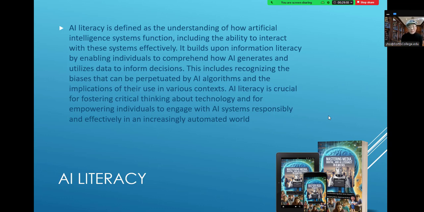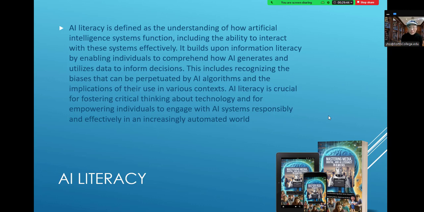AI literacy builds upon information literacy by enabling individuals to comprehend how AI generates and utilizes data to inform decisions. This includes recognizing the biases that can be perpetuated by AI algorithms and the implications of their use in various contexts. AI literacy is crucial for fostering critical thinking about technology and for empowering individuals to engage with AI systems responsibly and effectively in an increasingly automated world.